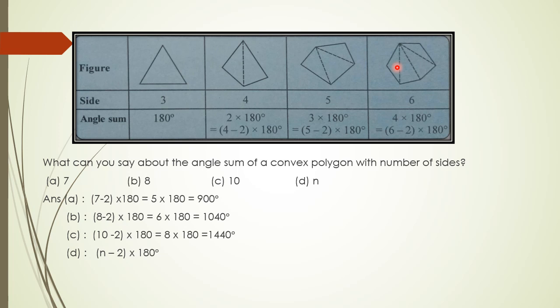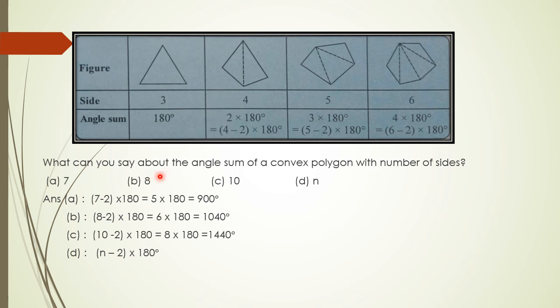In this hexagon we have 4 triangles we can form. So measurement is 180 plus 180 plus 180 plus 180 is equal to 720. This we can get using the formula number of sides minus 2 into 180. 6 minus 2 into 180 is equal to 4 into 180 is equal to 720.